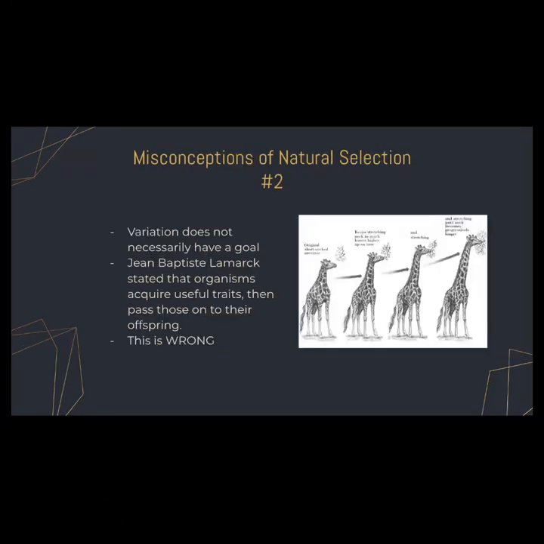Our second misconception is that variation has a goal. Variation is pretty random in actuality. Jean-Baptiste Lamarck proposed the idea that organisms acquire useful traits, then pass those on to their offspring. This has been debunked because he stated that giraffes, to get their food at the top of a tree, would extend their necks for years and years, then manage to have an offspring that would have longer necks as well.